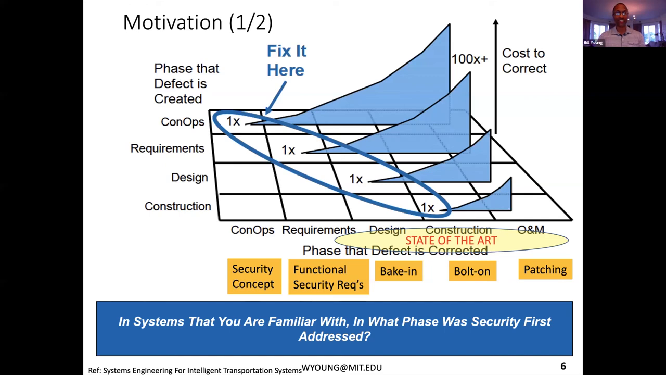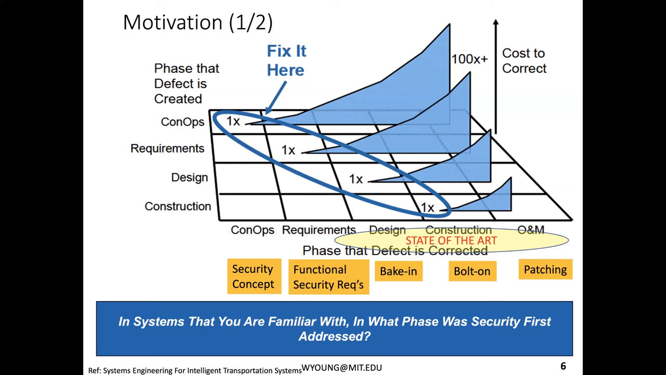So, first question. In systems that you're familiar with, what was the phase that security was first addressed? The poll is running, Bill. All right, awesome. We'll let that run for a minute. How's it looking, John? We've got 65 answers, but design for sure is at the top. Okay. All right. I'll end it. Now I think everyone can see the results if you submitted something.